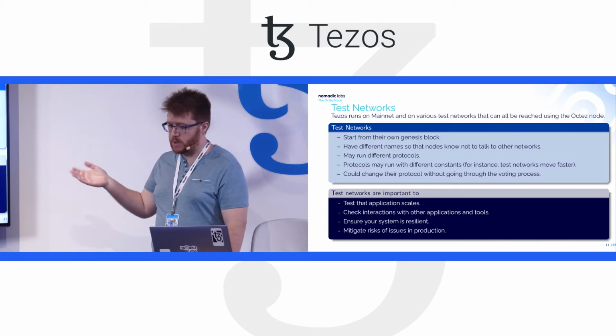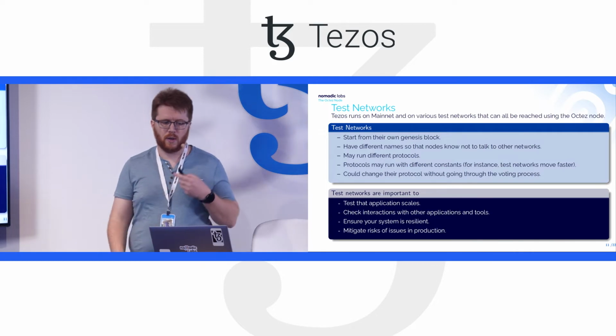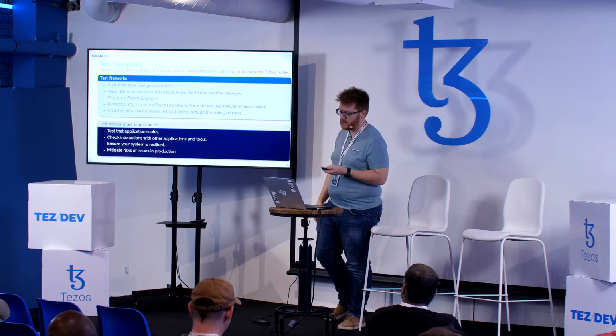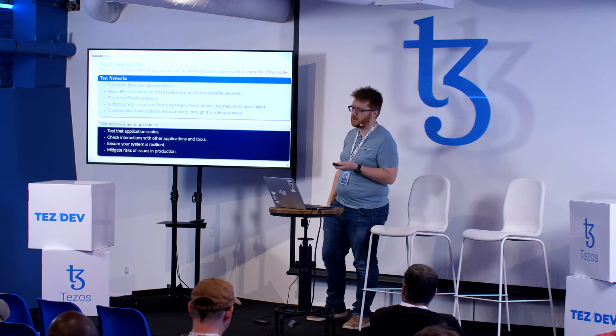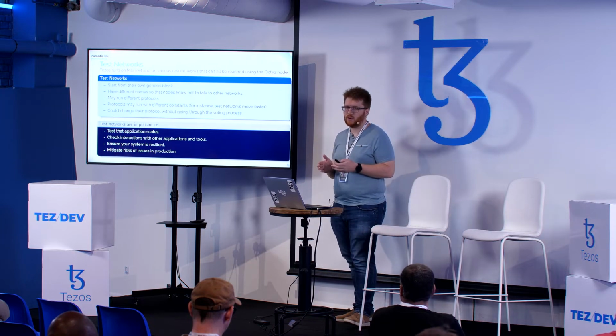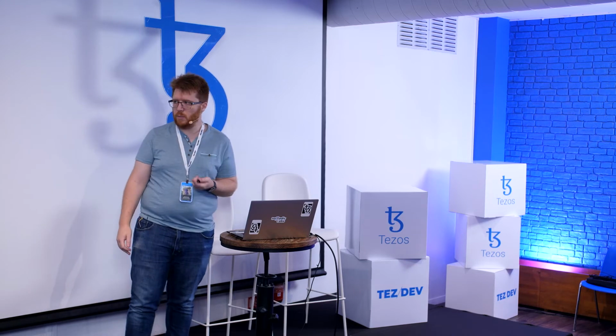They have different names so that the node, when you're running it, won't try to talk to other networks. They can run different protocols. We will see that. They can have different protocol constants. In particular, most of the test networks go faster than mainnet. The block time in the test networks is shorter. And they can change their protocol without going through the voting process, to make them more easily maintainable.